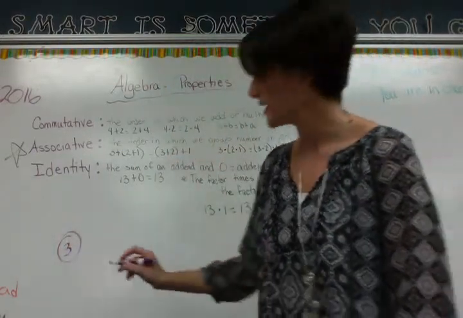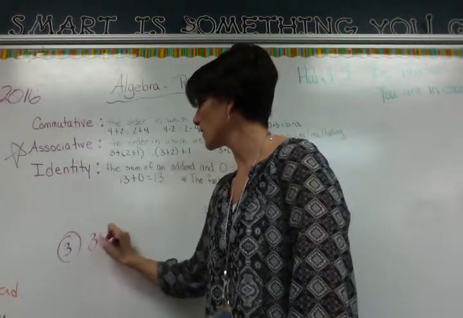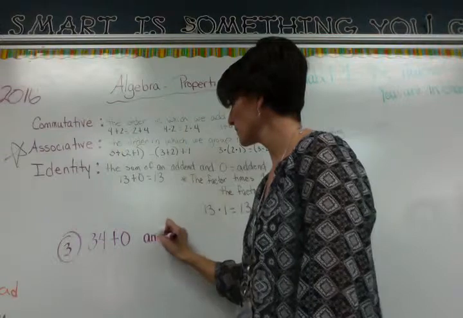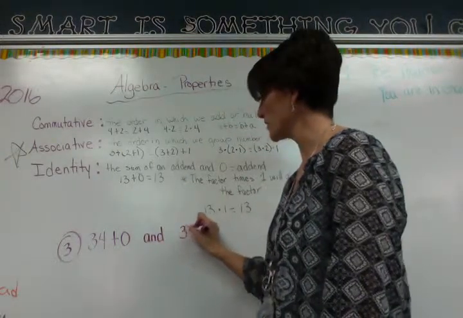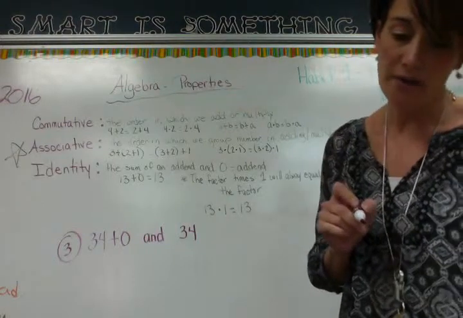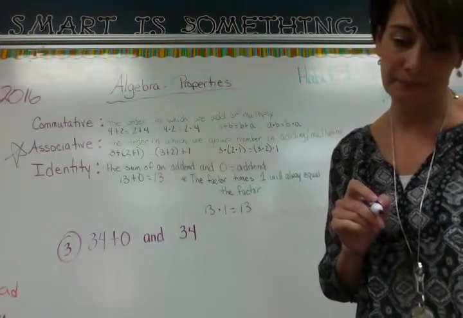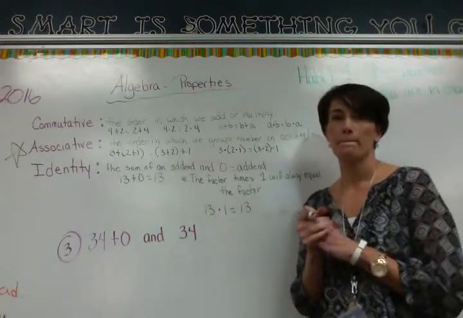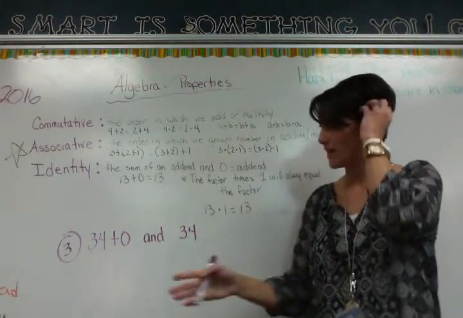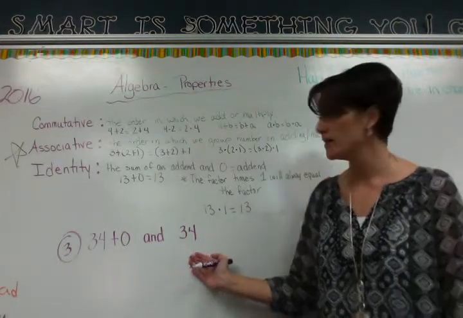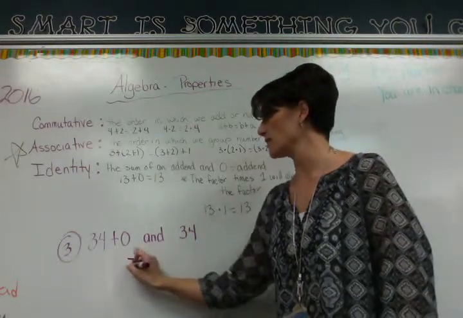Problem number 3 looks like this. 34 plus 0, and our second problem is 34. So go ahead and write that down, and then we'll take a look at it and say, are they equivalent and what property is it? So hopefully some of you are already thinking, okay, 34 plus 0 is 34, and this one just says 34. So yes, of course they're going to be equivalent.